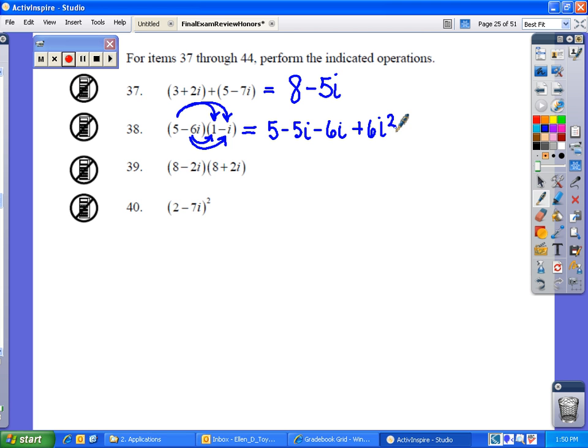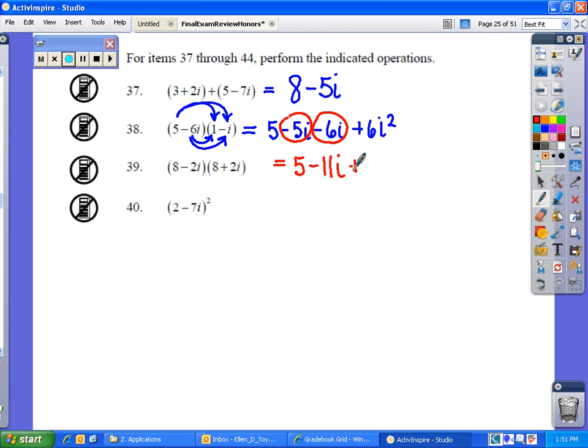Remember, we have to combine like terms. Specifically, the two middle terms in each double distribution problem will be like terms. We get 5 minus 11i.